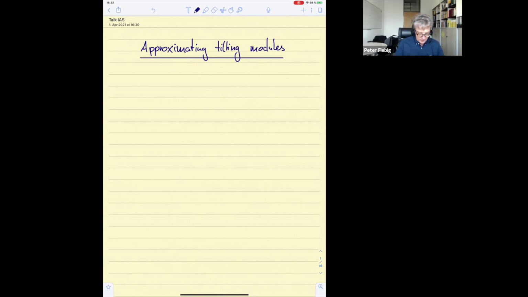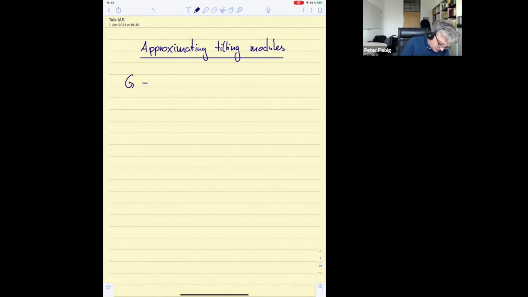So my talk will be about tilting modules, like Simon's talk, but I will discuss tilting modules in a very different direction. So there will be almost no overlap. So let me just start with fixing some notation.